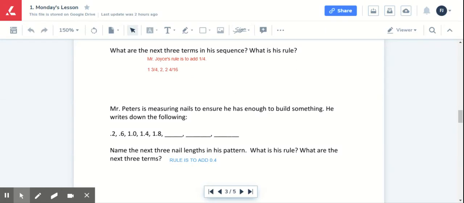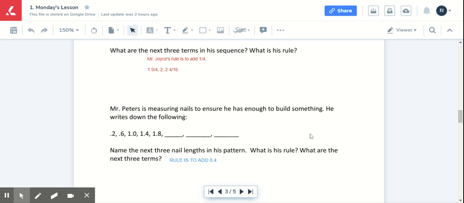Welcome back to part 2. So we ended where he said that Mr. Joyce's rule is to add 1/4. Now we must figure out what are the next three terms in his sequence.